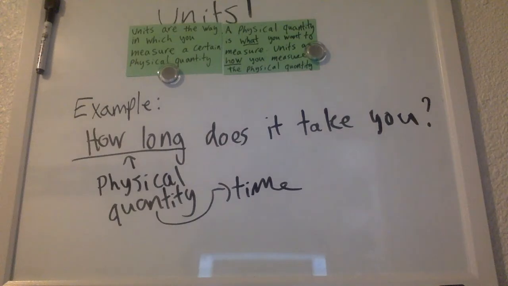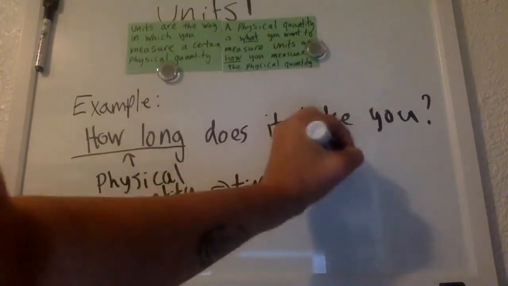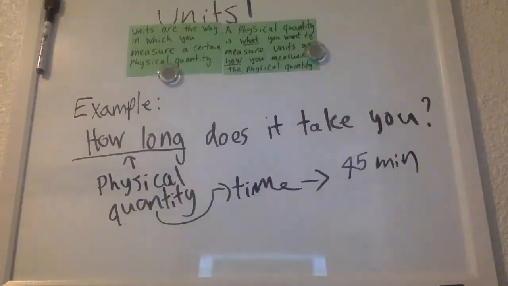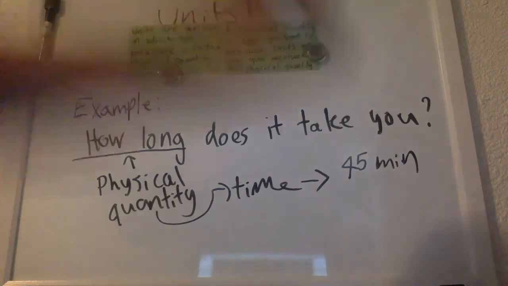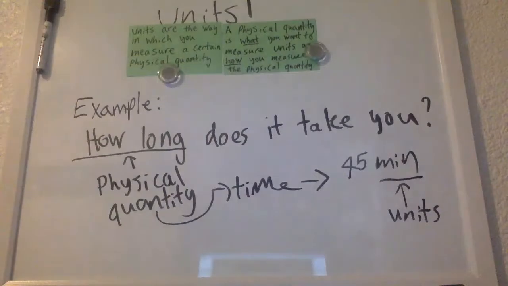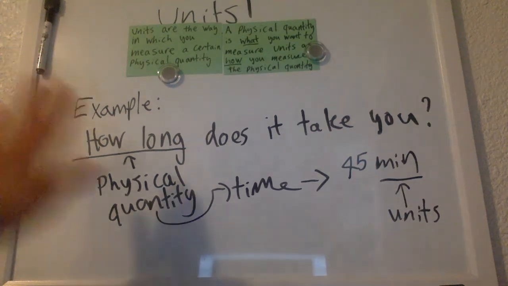And I might answer, so my personal answer is I ride my bike and it takes me approximately 45 minutes to get to school, right? And so that minute right there, that's my units. And again, what if I had said 45 hours? What if I had said 45 seconds? Those are all different quantities of time. So it's very important that we record our units. So here is an example of why.